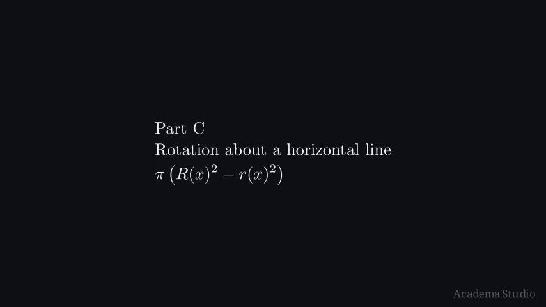Part C asks us to write, but not evaluate, an integral expression for the volume formed by rotating region R about the horizontal line y equals -2. Since the axis of rotation is horizontal and the region is described using top and bottom curves in terms of x, we use washers with vertical slices. The area of a washer is pi times the outer radius squared minus the inner radius squared. The axis of rotation is below the region at y equals -2. The top curve is g of x.